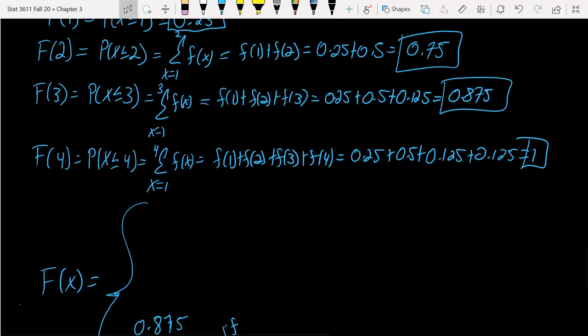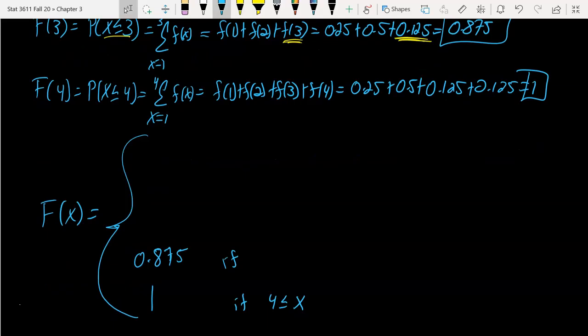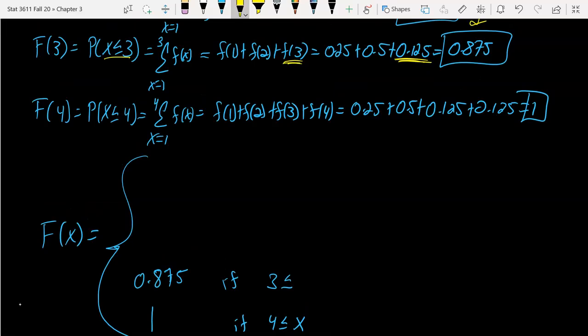Well, x has to be at least 3, because you don't jump from 0.75 to 0.875 until you add in 3. Until you add in f of 3, you don't get that jump. So this would be when x is bigger than or equal to 3. And then it's going to stay there until you add that f of 4 in, so this is going to be bounded. You have an upper bound of 4, not including.